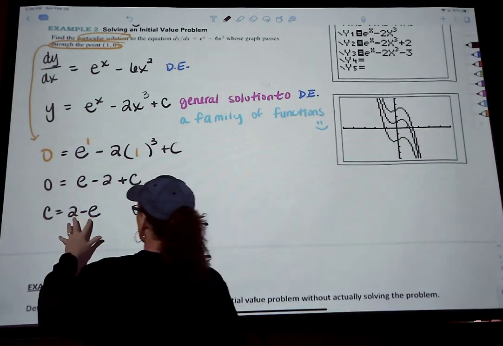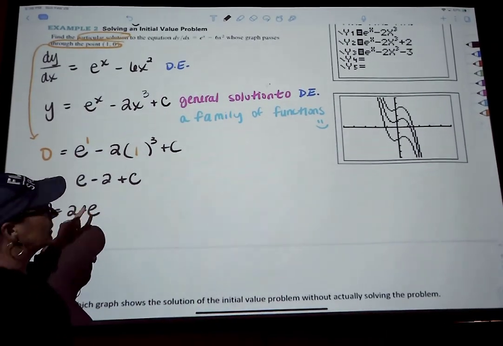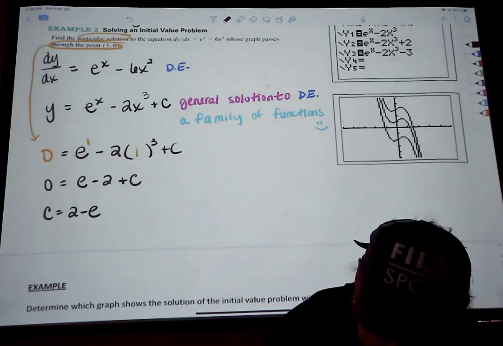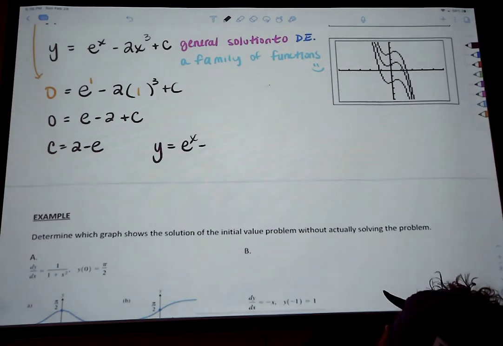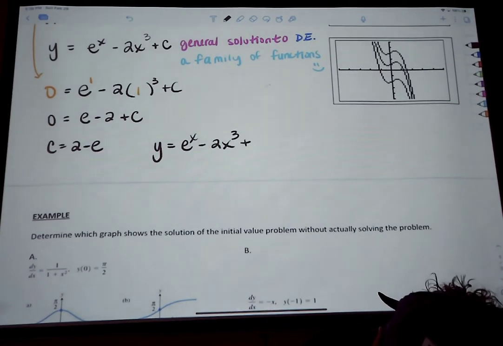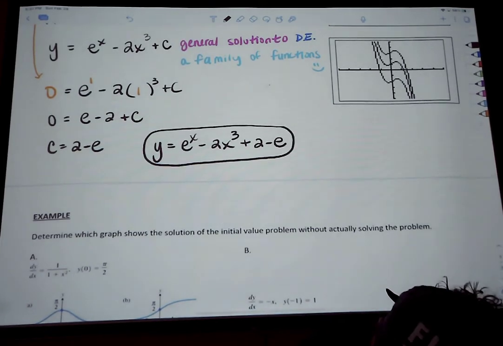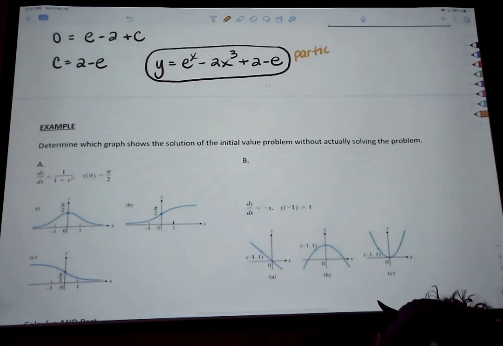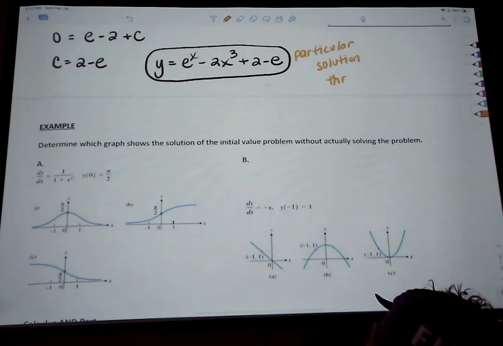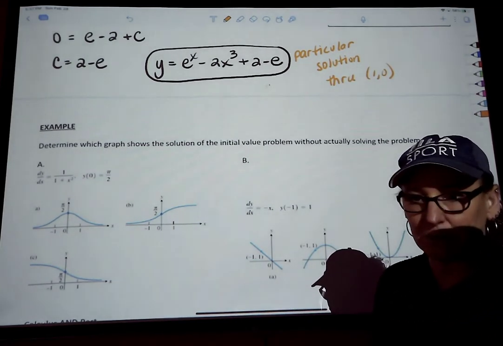A little weird, but that's okay. C is 2 minus e, approximately 2.7-ish. So that's my C value. So let's rewrite our general solution. Y equals e to the x minus 2x cubed plus c. 2 minus e. That's my particular solution that passes through the point 1, 0.